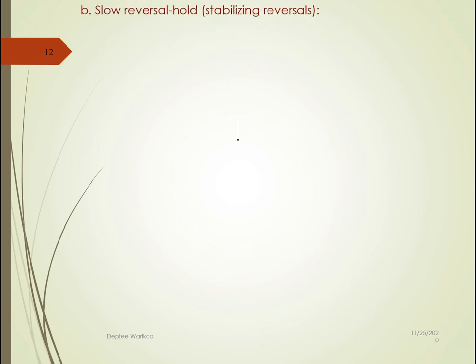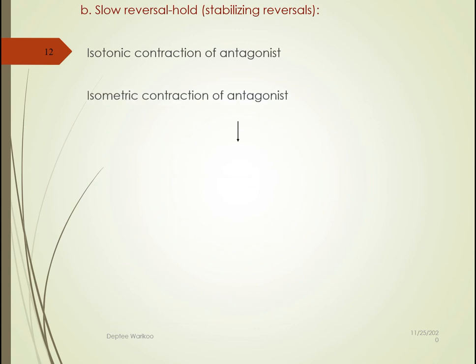Next technique is slow reversal with hold. This adds an isometric contraction at the end of the range of the pattern to enhance the end range holding of a weakened muscle. So, isotonic contraction of the antagonist is important. With no period of relaxation, the direction of the movement is then rapidly reversed by means of dynamic contraction of the agonist muscle group, quickly followed by isometric contraction of those same muscles.